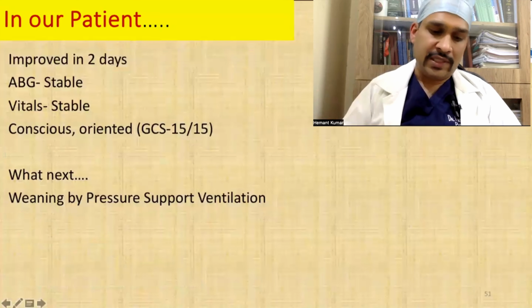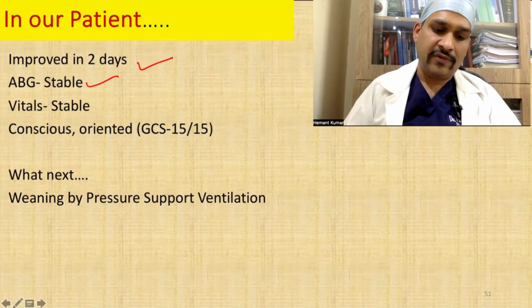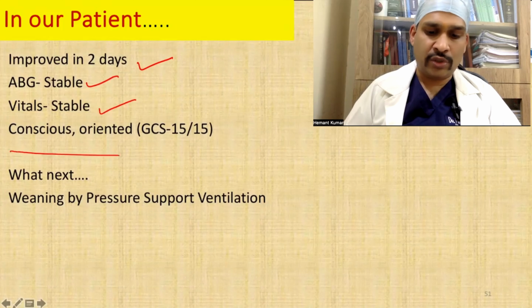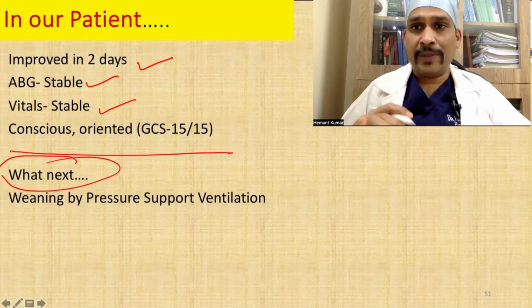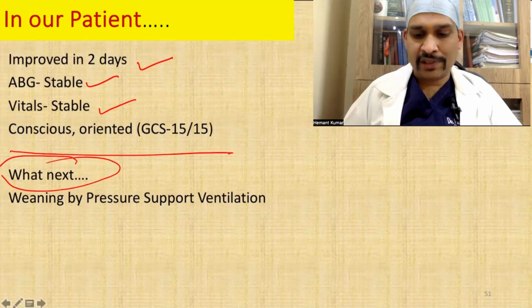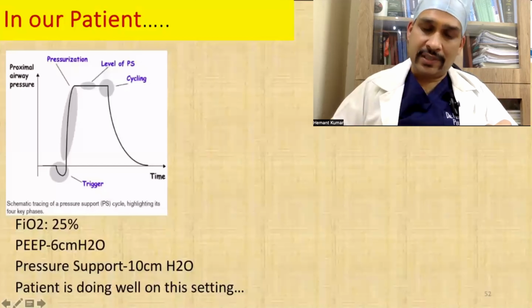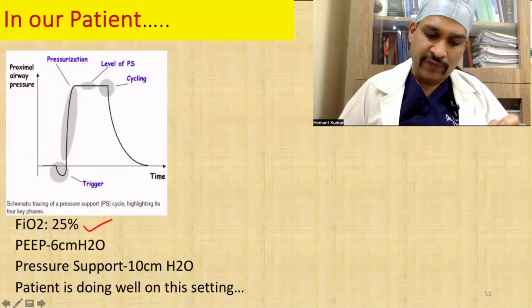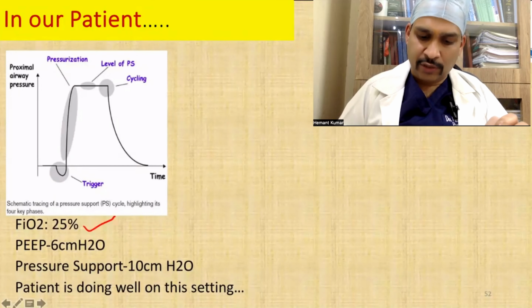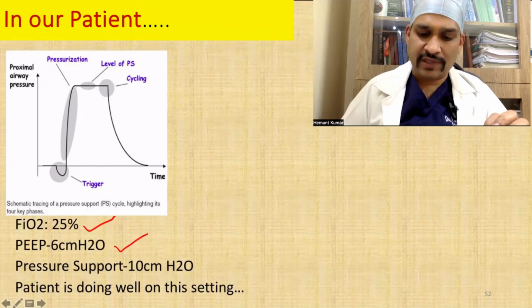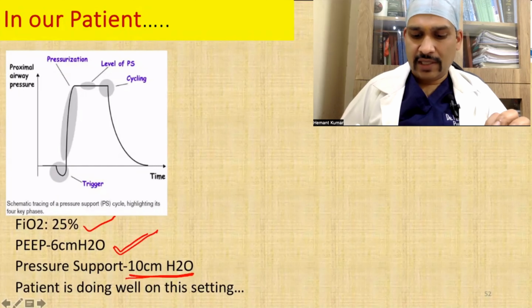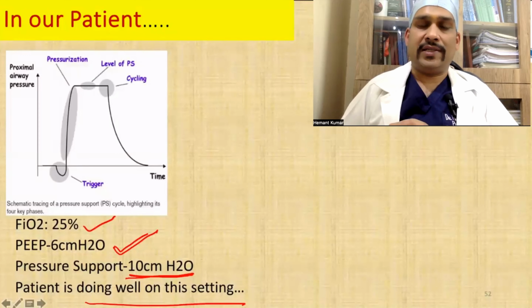So in our patient, it improved in 2 days. In 2 days, ABG became stable, vitals stable. Patient was conscious and oriented. Then next, what to do? So we have to start weaning by pressure support ventilation. In our patient, we were giving FiO2 of 25%, the same PEEP of 6, pressure support of 10 centimeter, and the patient was doing well on this setting.